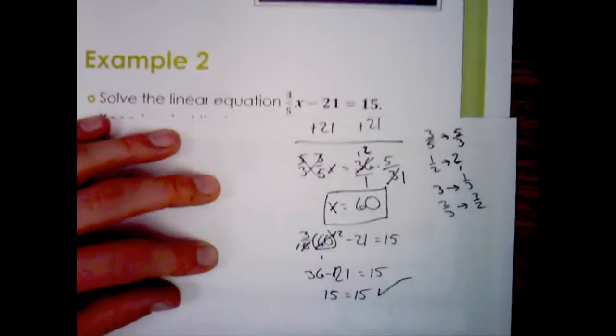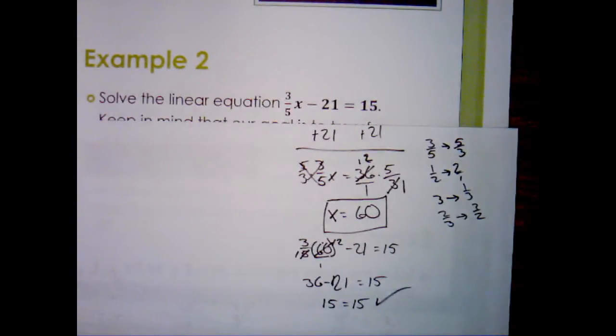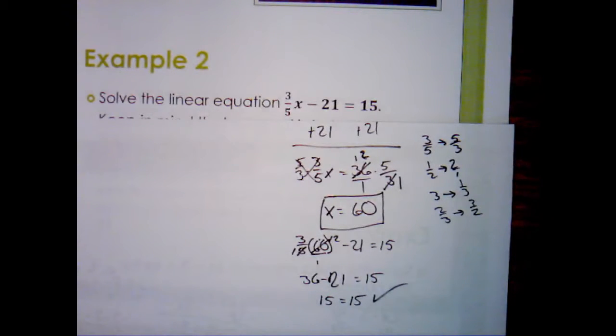And again, that's the same thing we were doing yesterday, plugging in to see if it makes the equation true. So x equals 60. 60 is the solution to our equation. And the key point on that one is, remember that to get rid of a fraction, we want to multiply by the reciprocal, because we can cross reduce everything out of there.